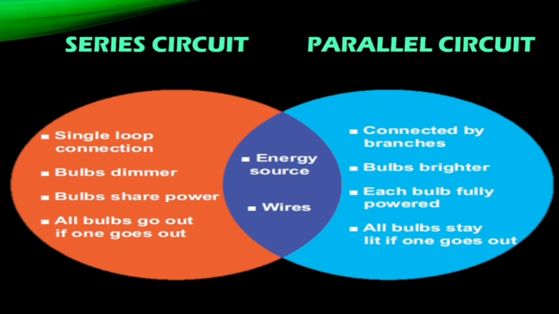Fourth point, all bulbs go out if one goes out, that is if any of the bulbs faces any issues, the rest of the bulbs will also be affected. But in a parallel circuit, no matter how a bulb is affected, the rest of the bulbs remain the same, that is all bulbs stay lit if one goes out.